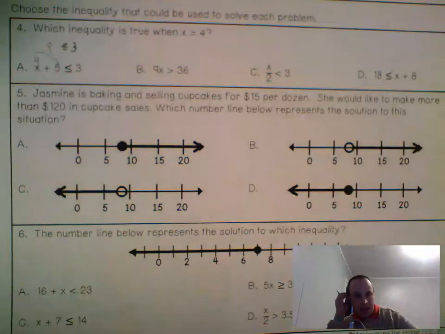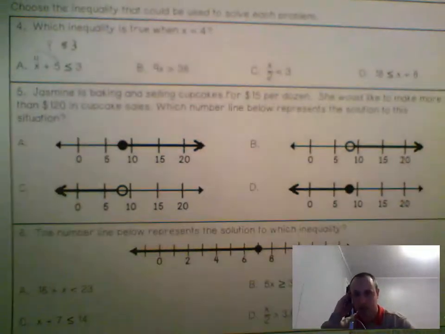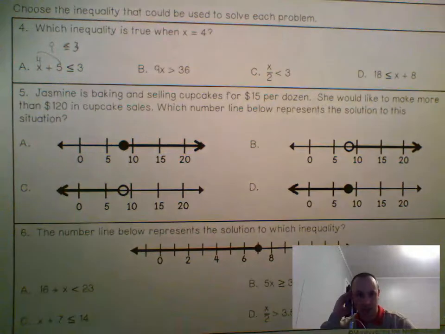Jasmine is baking and selling cupcakes for $15 per dozen. She would like to make more than $120 in cupcake sales. Which number line below represents the solution to this situation?